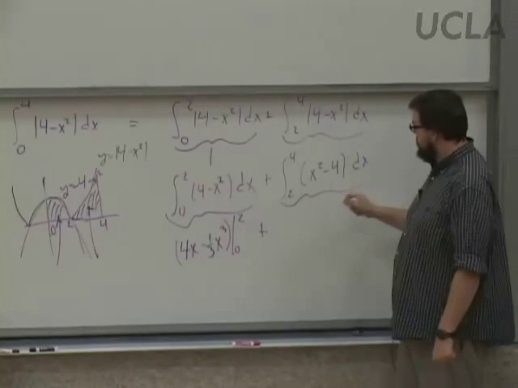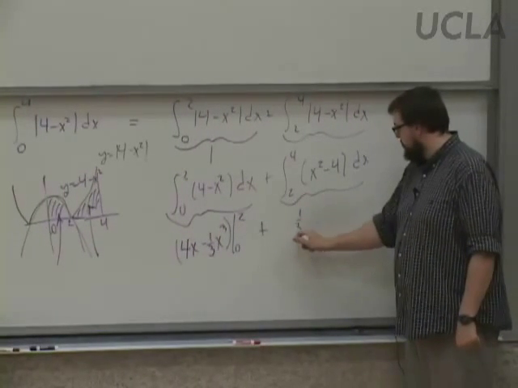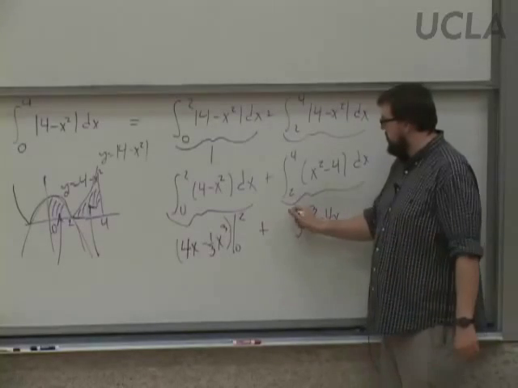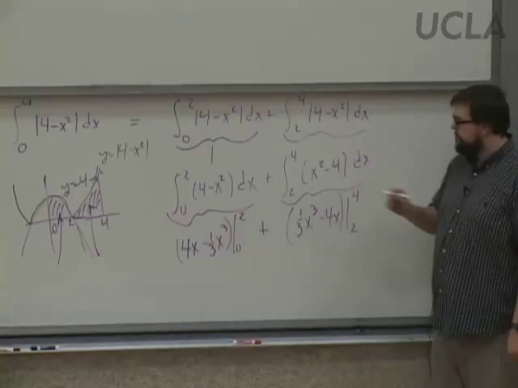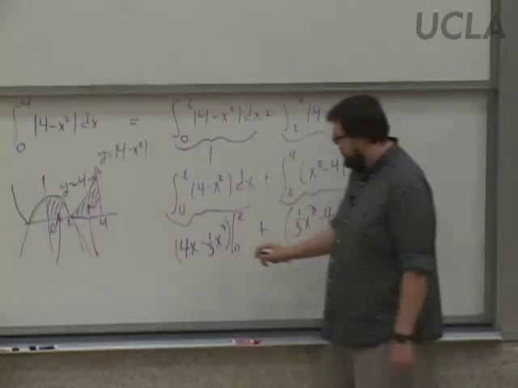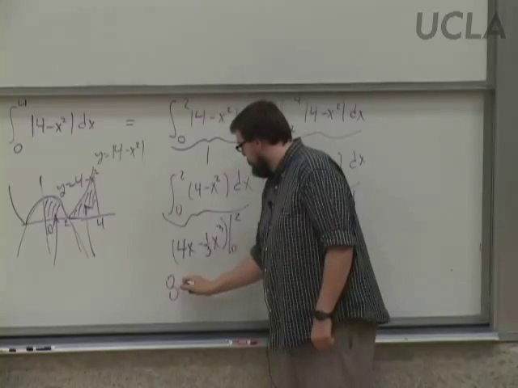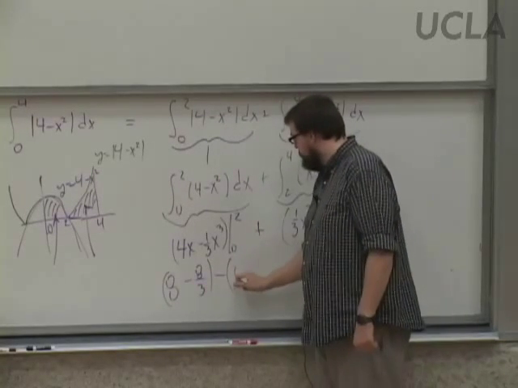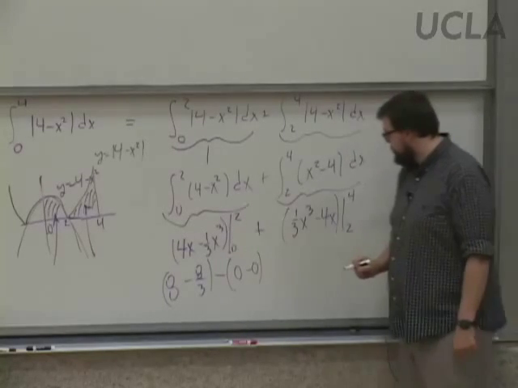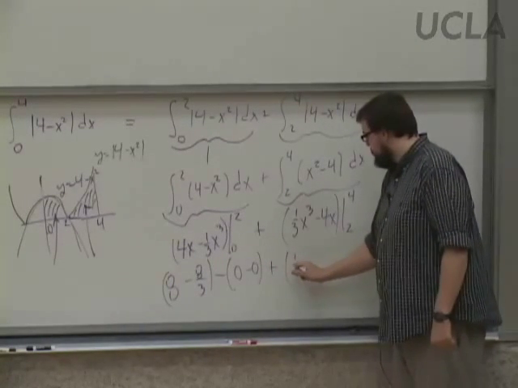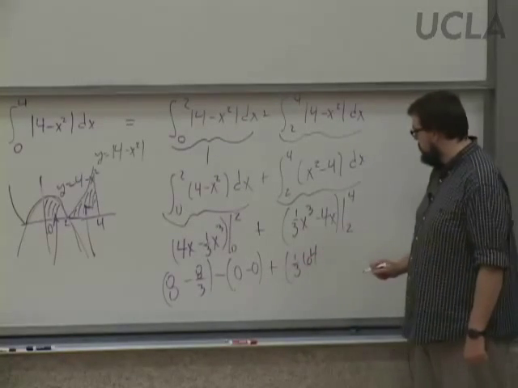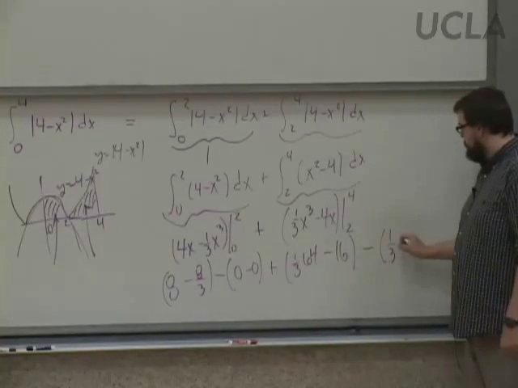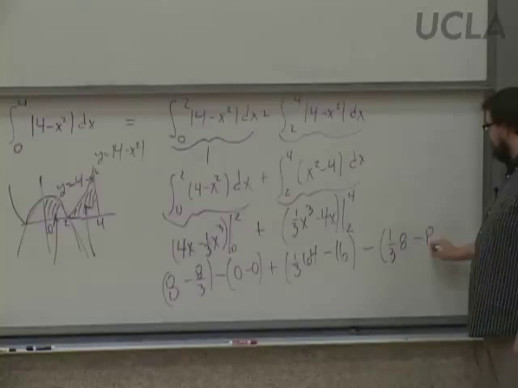Plus, now I come to here. What's the antiderivative of x squared? Oh, we just said a third x cubed. And the antiderivative of 4, oh, we already said that. That was 4x. The only difference is we're just changing the sign. Again, I evaluate from 2 to 4. And now we start plugging things in. So we get 4 times 2 is 8. Minus a third times 2 cubed, that's 8/3. So that's plugged in to subtract 0 minus 0. That's nice. I can handle that one. Plus a third times 4 cubed, which is 64/3. Minus 4 times 4 is 16. Minus a third times 2 cubed is 8/3. Minus 4 times 2 is 8.